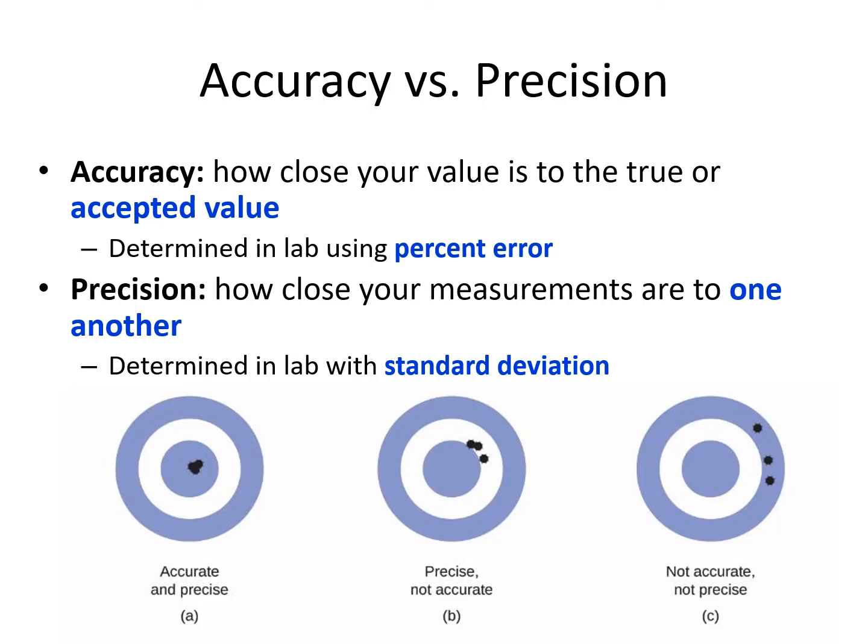Precision, on the other hand, is how close your measurements are to one another. In other words, how repeatable is your experiment? Do you get the same value every time? That doesn't mean your value is necessarily correct, just that you are consistent.